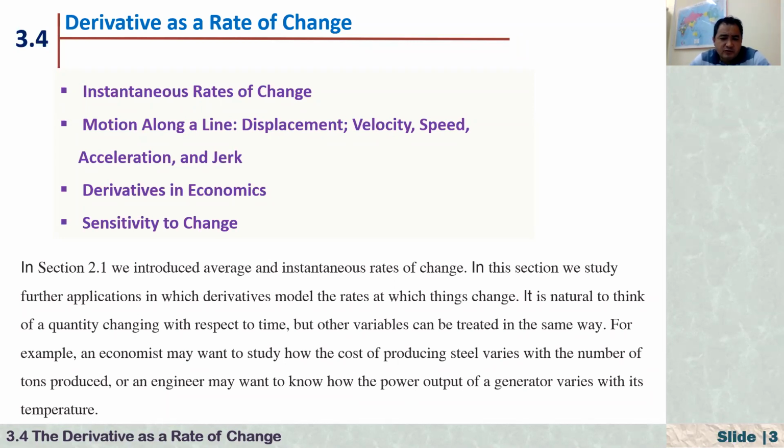Anyway, it's natural to think of a quantity changing with respect to time, but other variables can be treated the same way. For example, an economist may want to study how the cost of producing steel varies with the number of tons produced, or an engineer may want to know how the power output of a generator varies with its temperature. As you see more examples, you get more idea of how calculus is used to solve these kinds of problems.